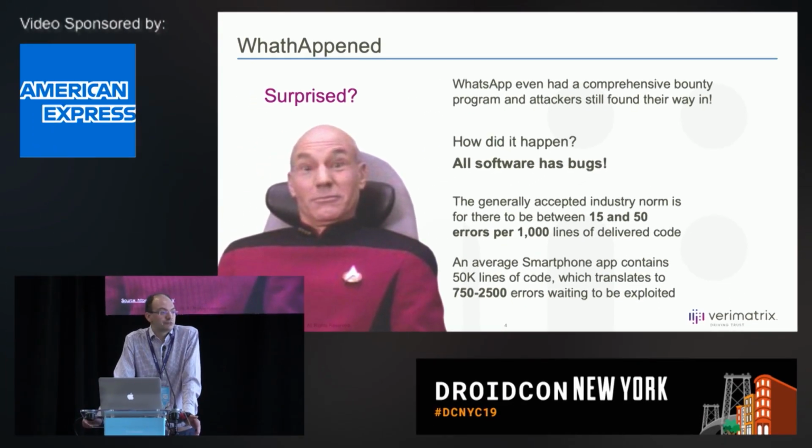So with an average smartphone application having 50,000 lines of code, that creates between 750 and 2,500 bugs waiting to be exploited. So even with a comprehensive bug bounty program in place, good processes, good testing, these bugs are still there. They're still waiting to be exploited. And it's something at Verimatrix that we call a guaranteed vulnerability. Nearly all mobile apps will have something there waiting to be exploited.